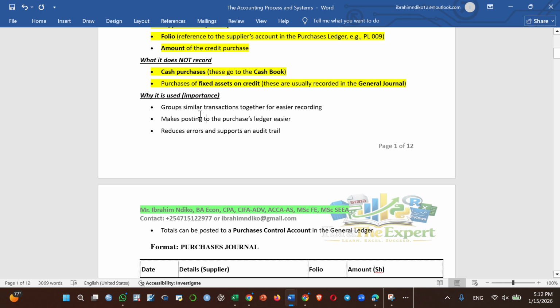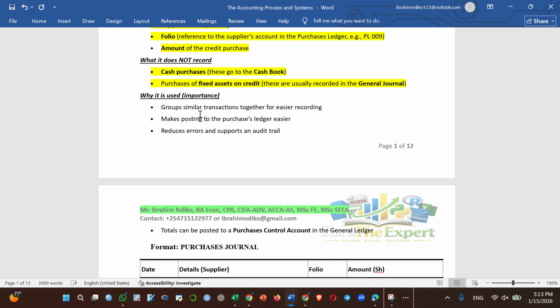So, importance of this purchase journal. Number one, it assists in grouping similar transactions together for easier recording. So it helps us to do what? It helps us to bring same items together. Number two, it makes the posting to the purchase ledger easier.